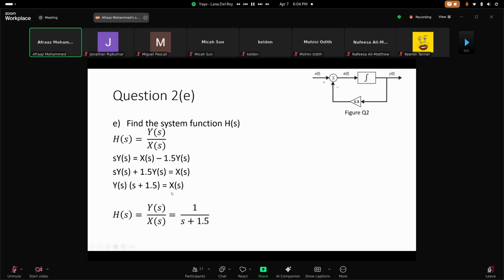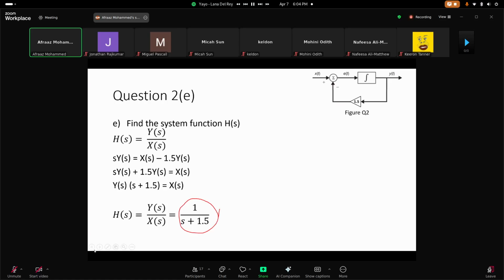So to get H(s), first you divide both sides by X(s), and then you divide both sides by s plus 1.5, and that will give you Y(s) over X(s) being equal to 1 over s plus 1.5. Right, so that here is your system function, 1 over s plus 1.5.